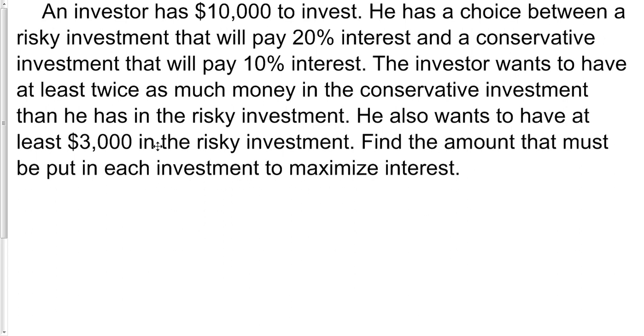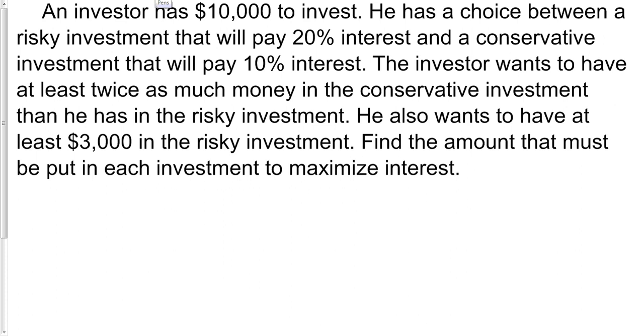He also wants to have at least $3,000 in the risky investment. So he doesn't want to be that conservative. He wants at least $3,000 in the risky investment. So what we're going to do is find the amounts to put into each of the two accounts that will maximize the interest that we earn. So we're trying to maximize our interest earnings.